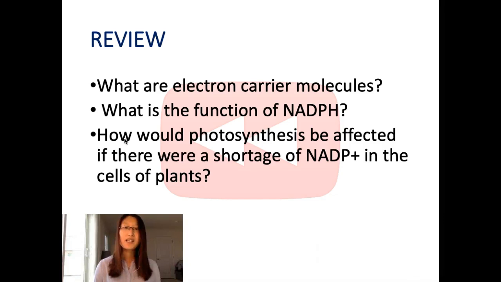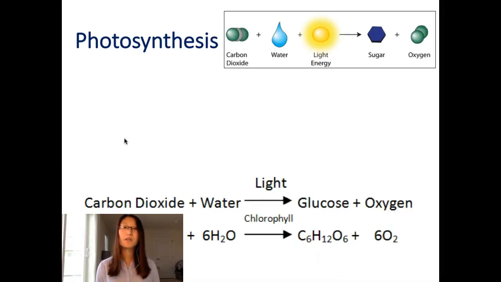The next step is how will photosynthesis be affected if there's a shortage of NADP+ in the cells of plants? If there's a shortage of NADP+, then you can't make NADPH. If you don't make NADPH, you can't send NADPH to do its job in the light independent reaction. And the result of that is the plants will not be able to produce sugar, and then the plants will die. So, right here, let's take a look at the overall equation of photosynthesis.